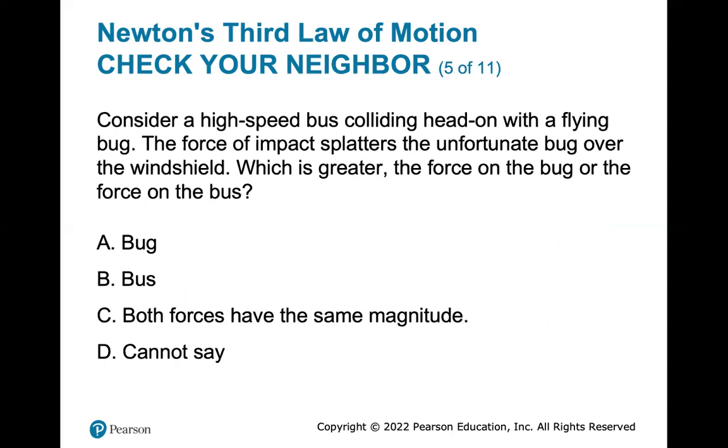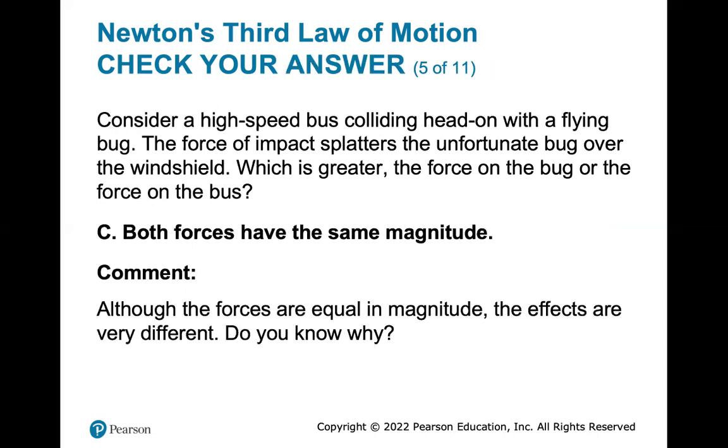Consider a high-speed bus colliding head-on with a flying bug. The force of impact splatters the unfortunate bug over the windshield. Which is greater, the force on the bug or the force on the bus? Well, if we believe Newton's third law, both forces have the same magnitude. Although the forces are equal in magnitude, the effects are very different. Do you know why? Once again, it comes down to the mass. The mass of the bus is so much greater than the mass of the bug.